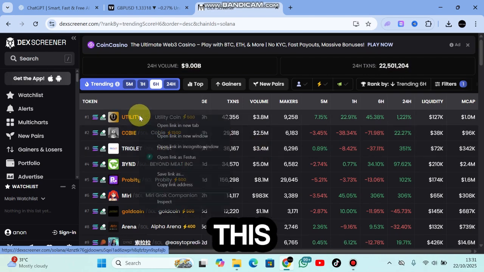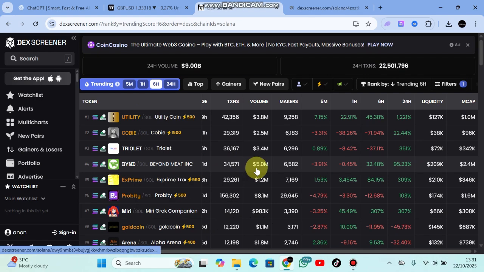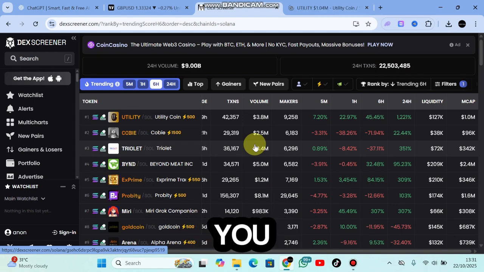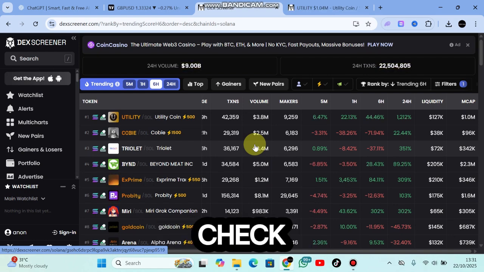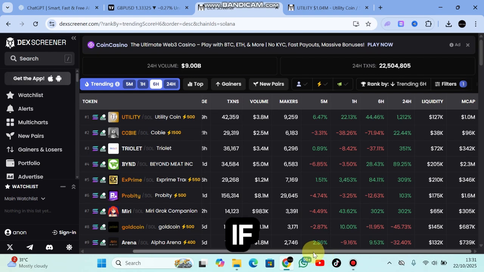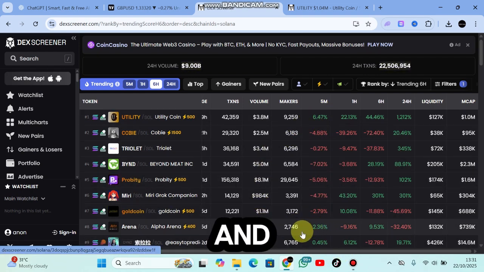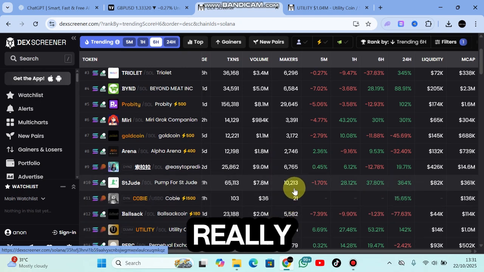So I'm going to open up this particular one in a new tab. I'm going to check the coin. Even if you find a coin, there's no need to buy that particular coin. You have to check if that particular coin is legit. You understand? So I'm going to see if I can find other coins that still have volume and are still doing really well.